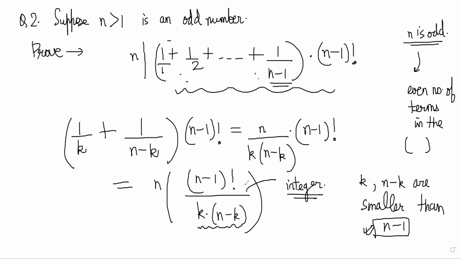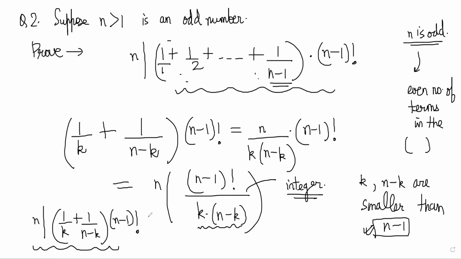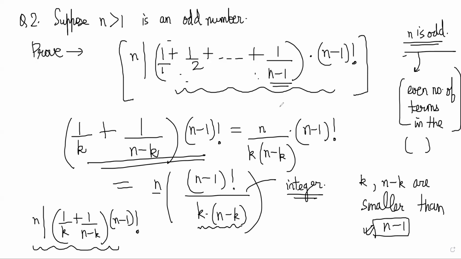So if this is an integer, what we know is that n divides (1/k plus 1/(n-k)) multiplied by (n-1) factorial, right? Because this thing is coming as n times an integer, right? So n divides it, and obviously since n is odd, there is an even number of terms, and you can make groups of 2 like this, and n will divide each of those groups, so n will divide the overall thing as well. Obviously, I have not shown you all the steps, but the idea is pretty obvious. So I will leave the rest to you, right?